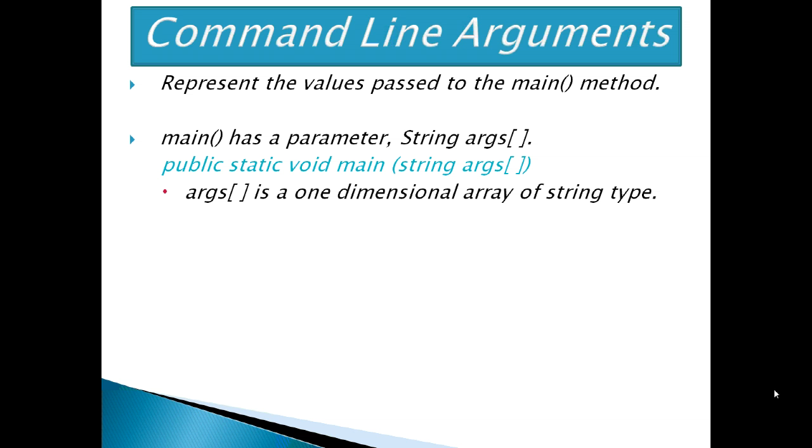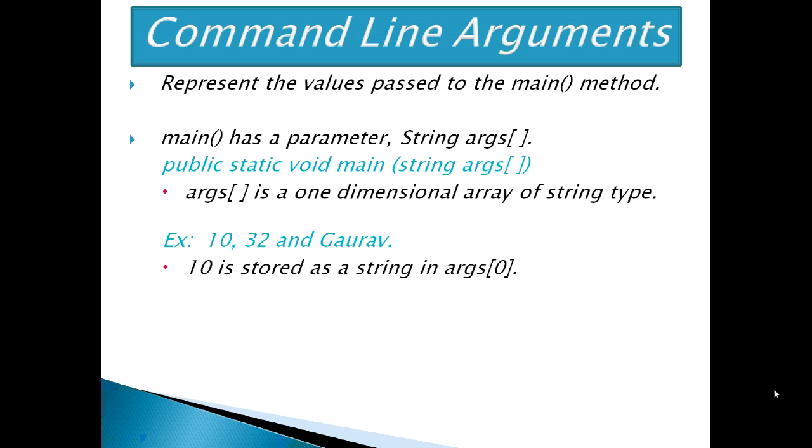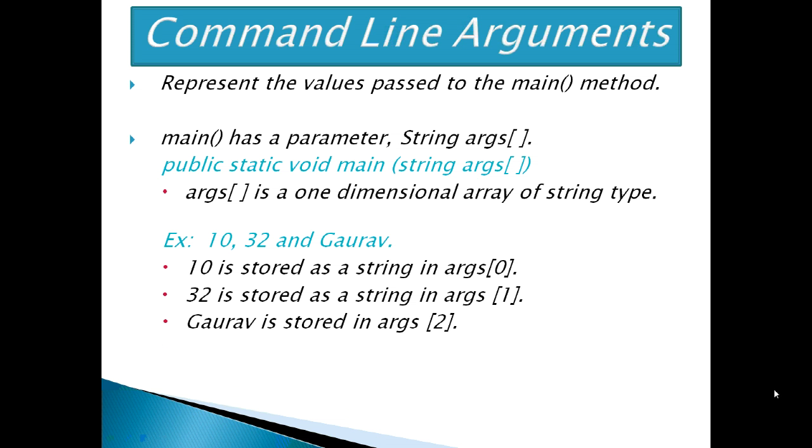For example, 3 values passed to main at the time of running the program are 10, 32 and Gaurav. These 3 values are automatically stored in the main method's args in the form of strings. Thus, 10 is stored as a string at args[0], 32 is stored as a string at args[1], and Gaurav is stored at args[2]. Command line arguments are a way to provide input for the main method.